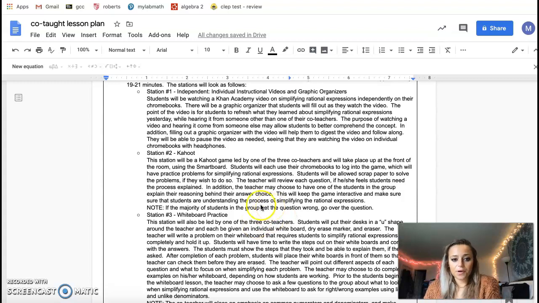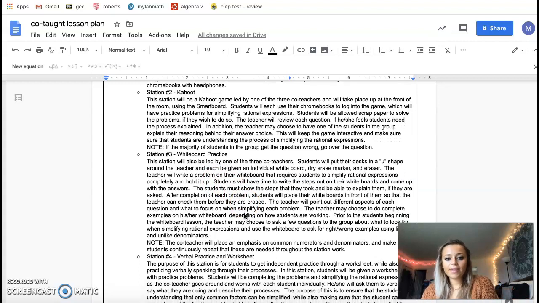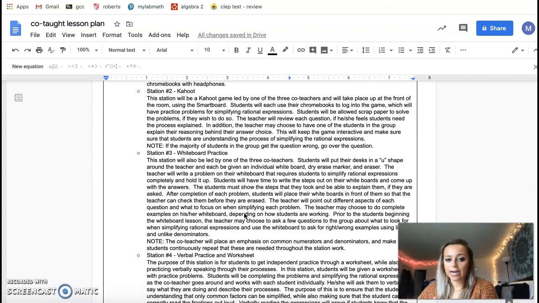So that's station 1. Station 2 is Kahoot. This station will be led by one of the 3 co-teachers and will take place in the front of the room using the smart board. Students will use their Chromebooks to log into the game, and the game's just going to have a bunch of practice problems for simplifying rational expressions. Students can have a piece of scrap paper to solve problems if they wish.